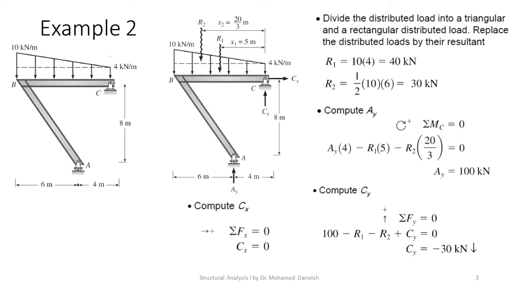Cy, we will calculate it from sigma Fy. So sigma Fy is simply equal to 0. So we have the 100, which is the reaction of Ay that we have just calculated, plus Cy, minus the two forces, the 40 and the 30. So now Cy is negative 30, it's going down. And sigma Fx equals 0, Cx is equal to 0, which is making sense because you don't have any horizontal forces.